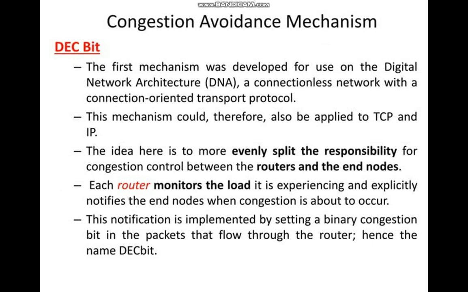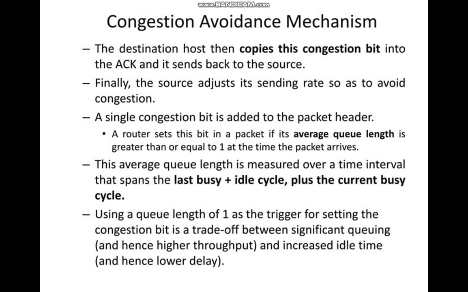This notification is implemented by setting a binary congestion bit in the packet that flows through the router, hence the name DECbit. The destination host then copies this congestion bit into the acknowledgement, and it is sent back to the source. Finally, the source adjusts its sending rate so as to avoid congestion.